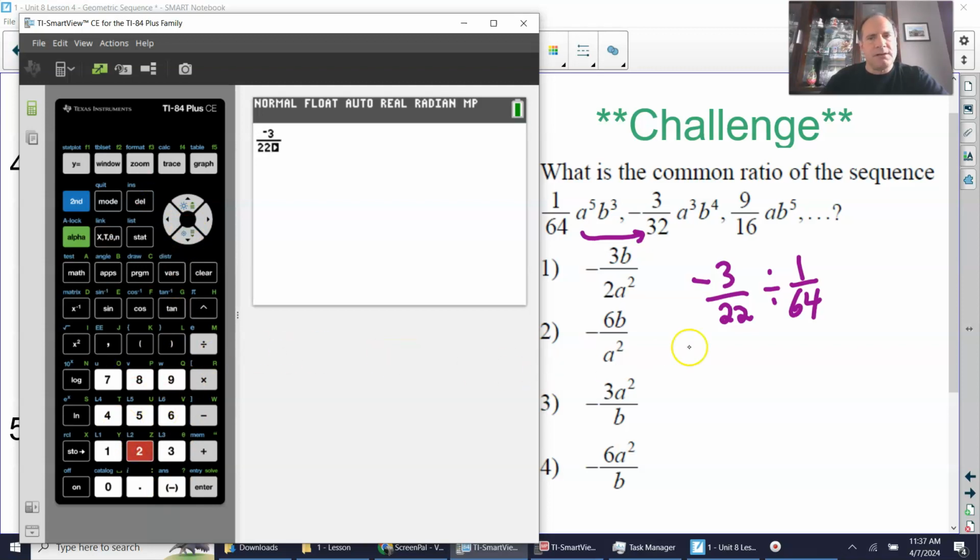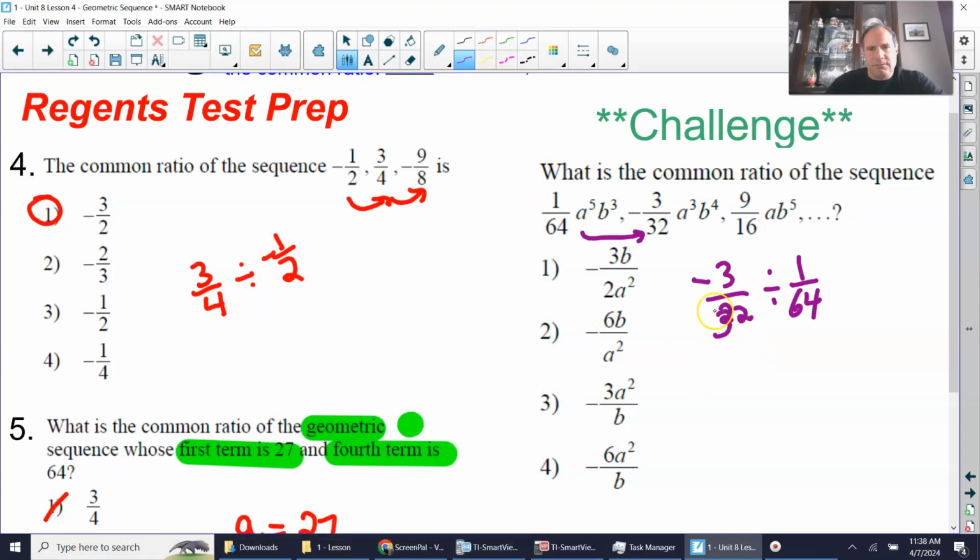No, it isn't. It's not over 22. It's over 32. So I'm going to clear that out. Almost made a mistake there. 32, divided by 1 over 64. And it's -6.